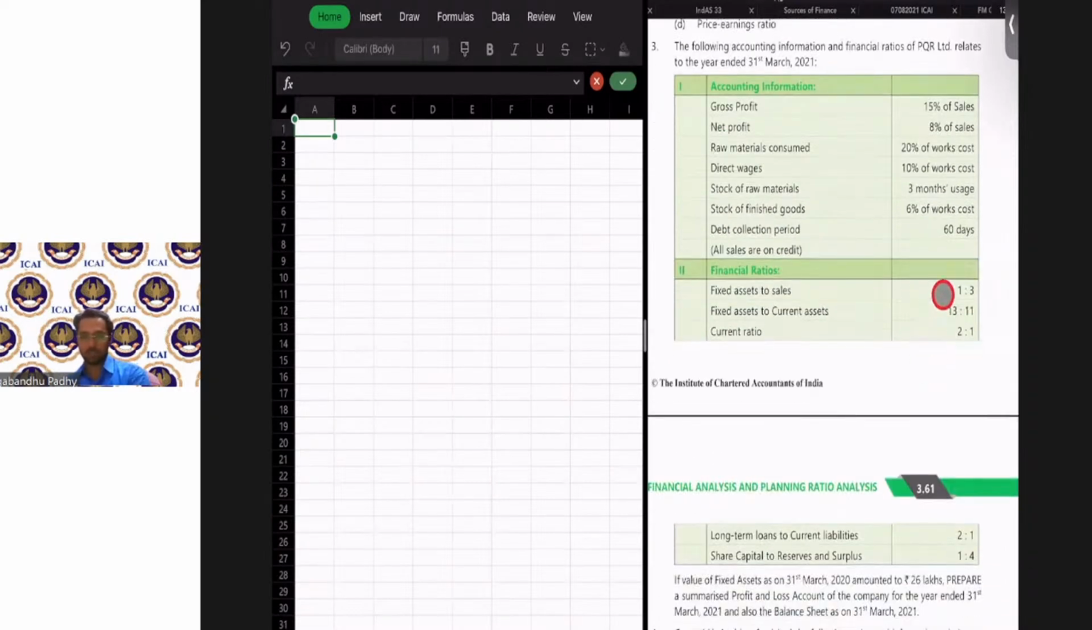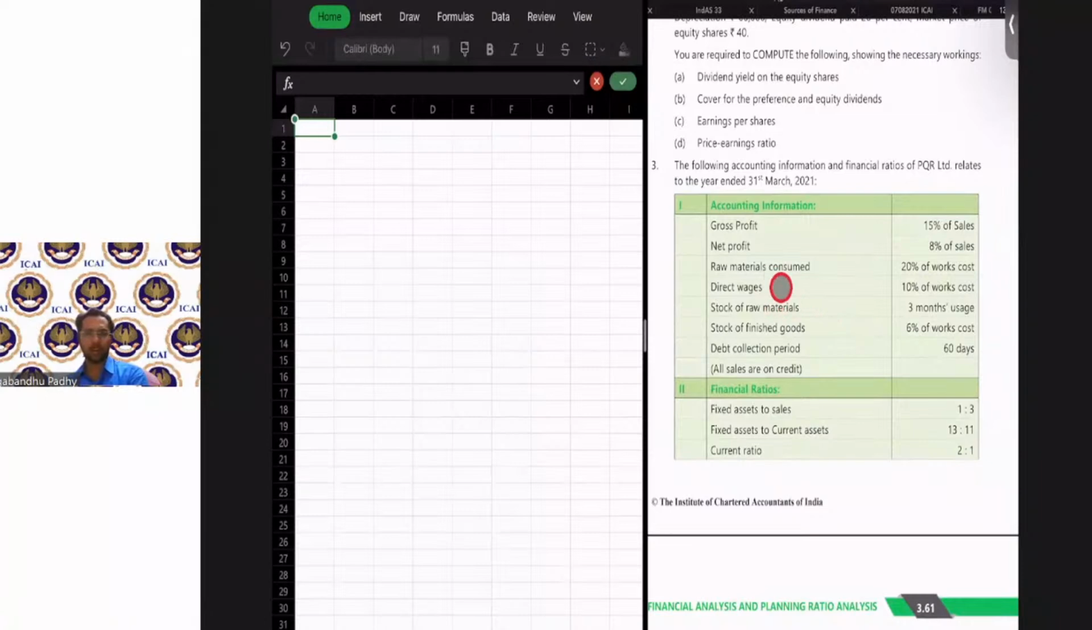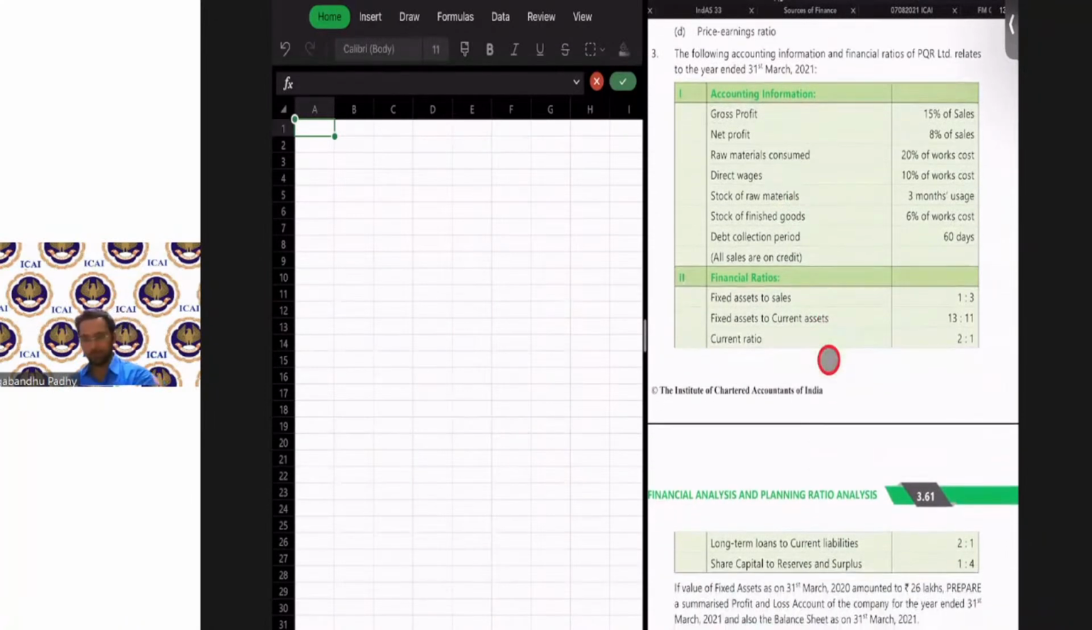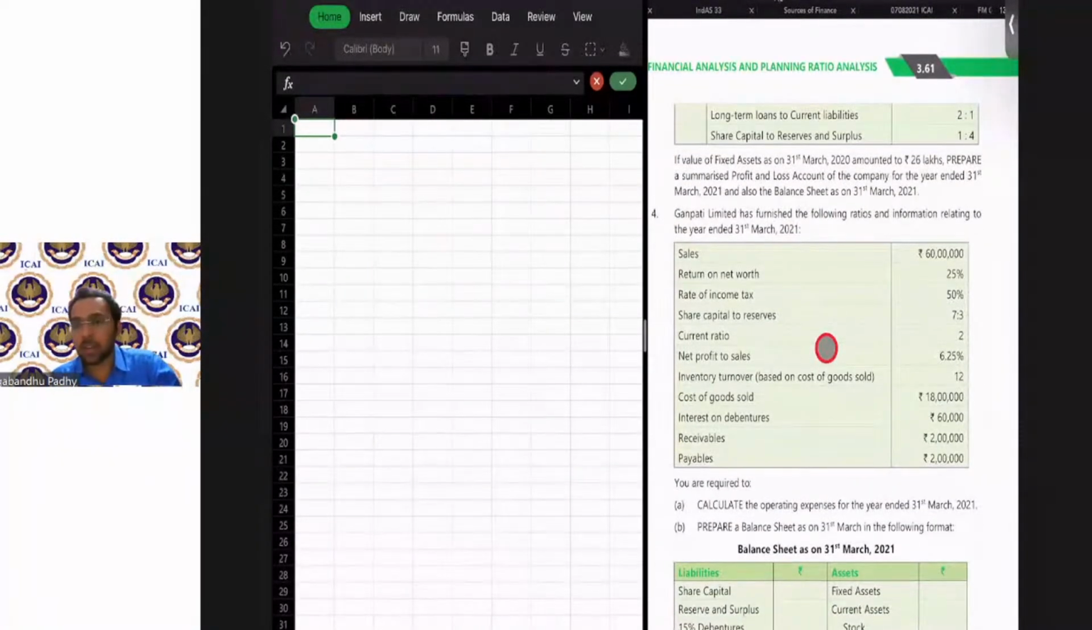Okay, fixed asset to sales ratio is given. Fixed asset to current ratio. In fact, what is this? This is what we have done right now in the first place, right? The first question that we did was the same. Yeah, so that's fine. This is the same thing. I'm not doing this practical question three. Any other thing?